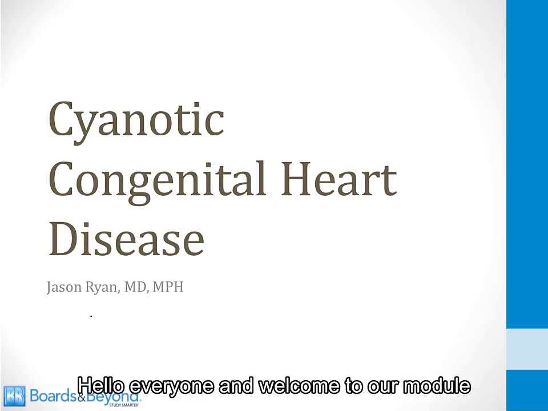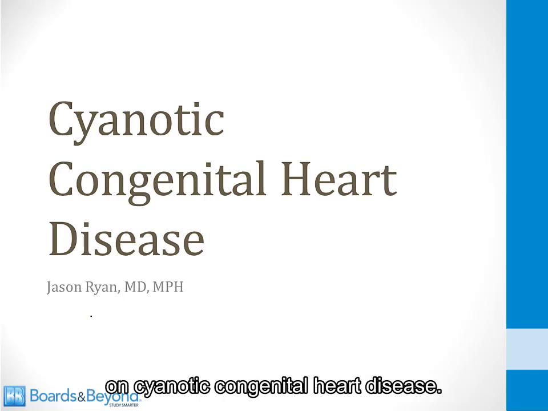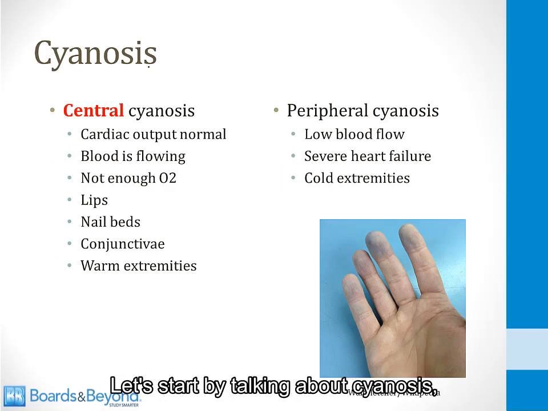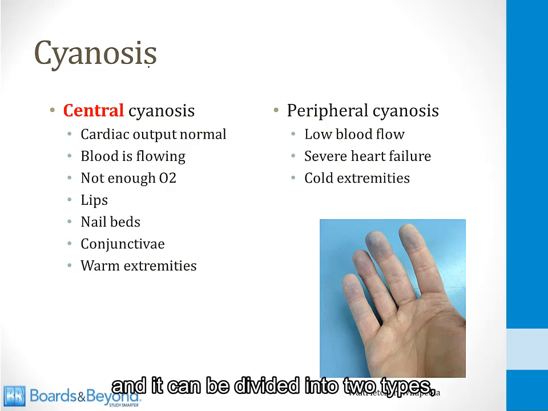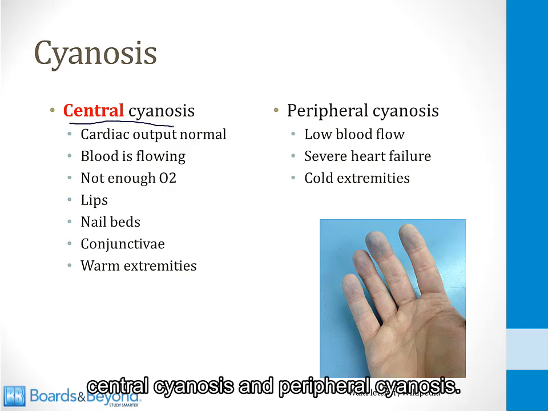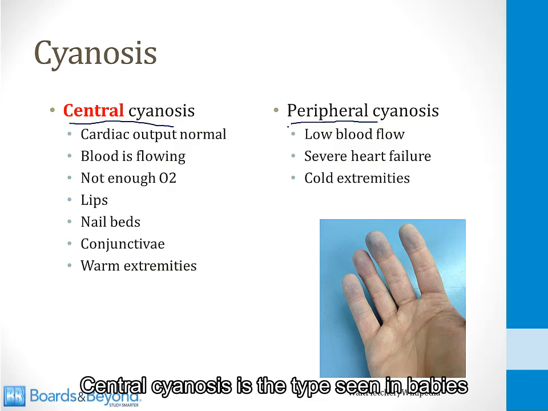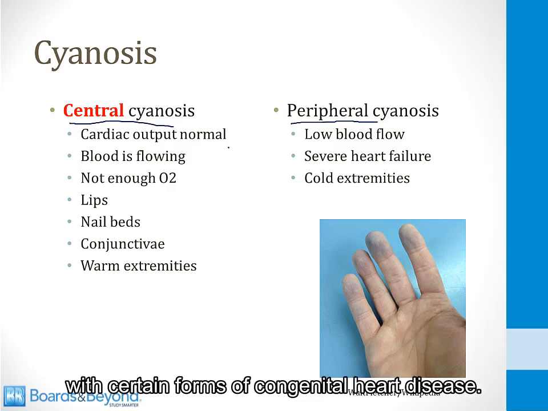Hello everyone and welcome to our module on cyanotic congenital heart disease. Let's start by talking about cyanosis. Cyanosis is a bluish discoloration of the skin, and it can be divided into two types: central cyanosis and peripheral cyanosis. Central cyanosis is the type seen in babies with certain forms of congenital heart disease.